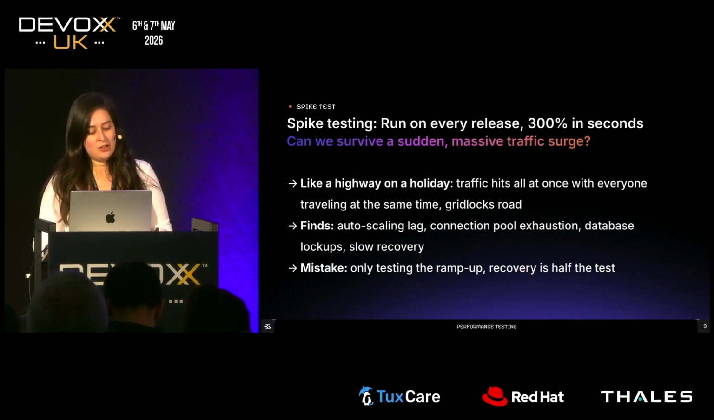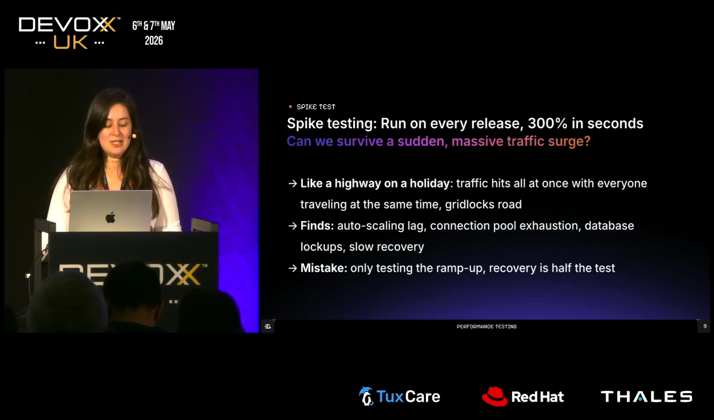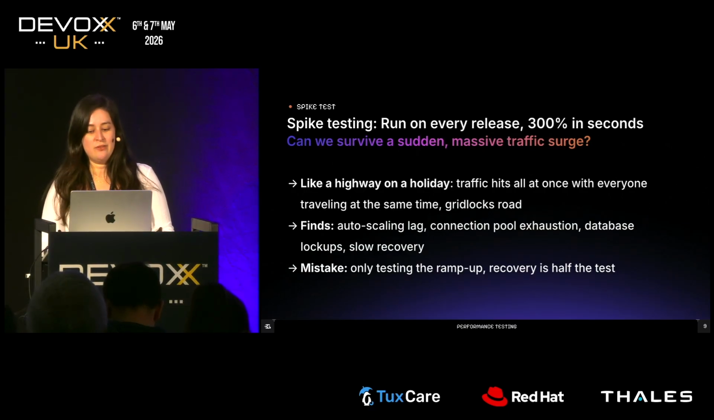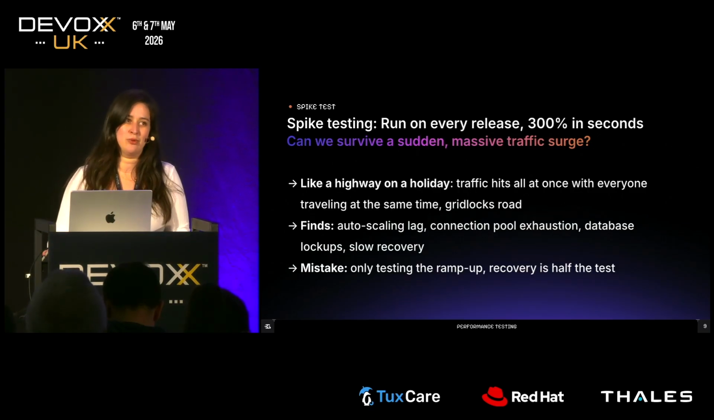A common mistake here is testing the ramp up and then ignoring the ramp down. So recovery is half the test, because if it takes 30 seconds for everything to recover, then that's probably graceful enough. But if it takes 30 minutes of cascading failures, then you probably have a production disaster.